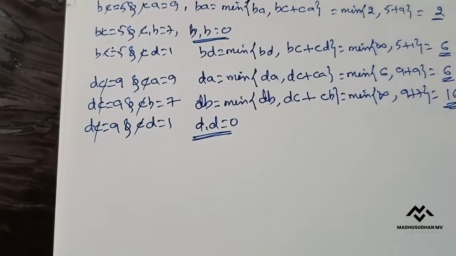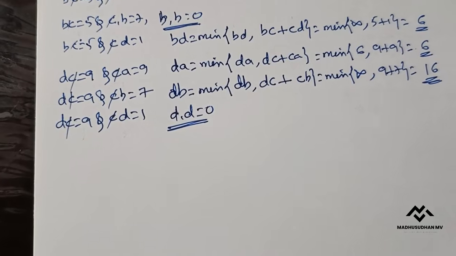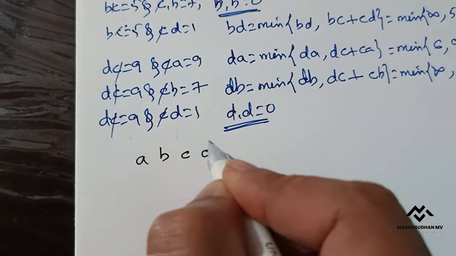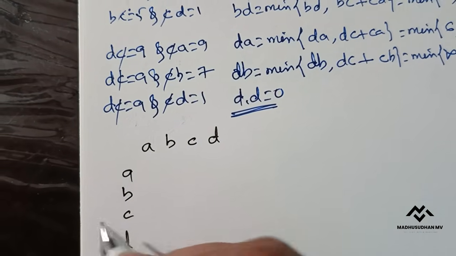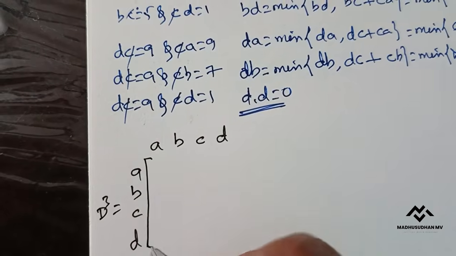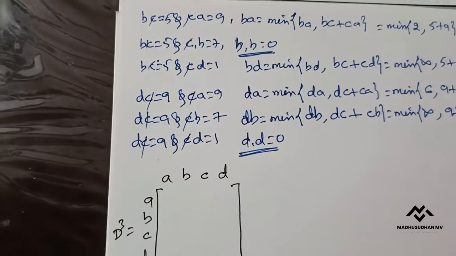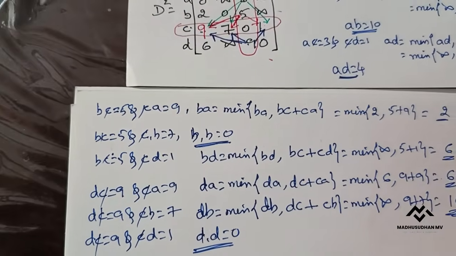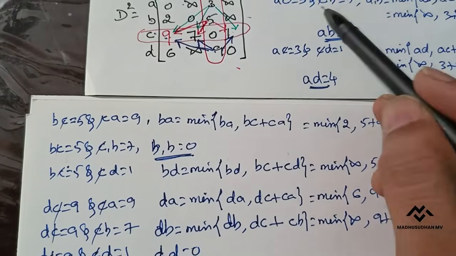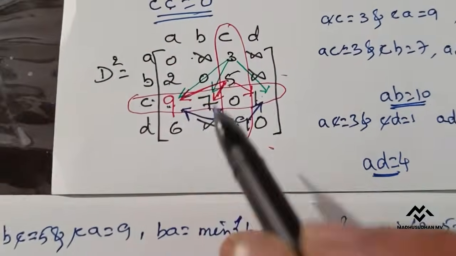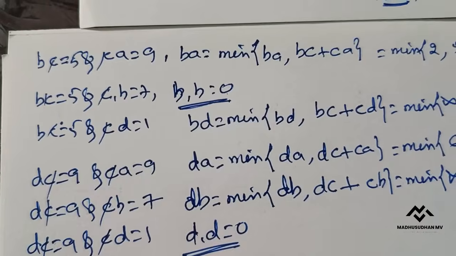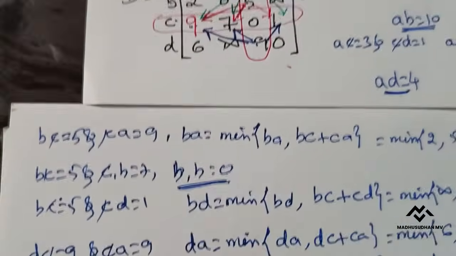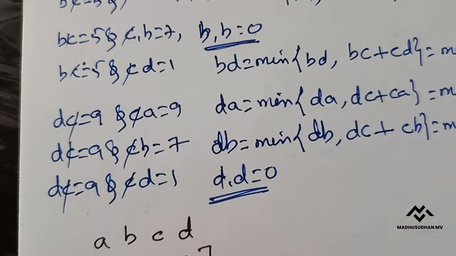Now we need to update D to the power of 3. So first I am writing the new values. What are the new values? A to A is 0. That is not a new value, the same value, 0. Then A to B is 10. Earlier A to B was infinity. Now I got A to B is 10. Then A to C, the previous value only. A to D I got 4. Earlier I got infinity for A to D. Now A to D I got 4.